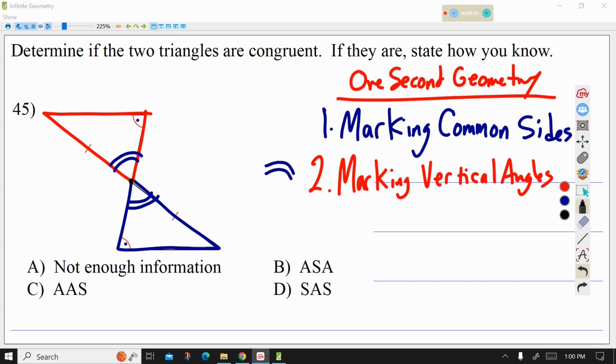Now let's go label our pairs of information to keep track of what we got, okay? I have that this side is equal to that side, so I could write the letter S. We have that this angle is equal to that angle, so I'll write the letter A. And this angle is equal to that angle, so we have another pair of angles, okay?